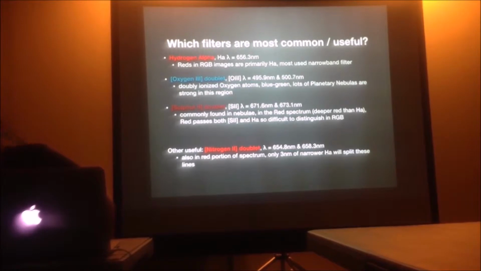Oxygen has two different wavelengths that it allows through.